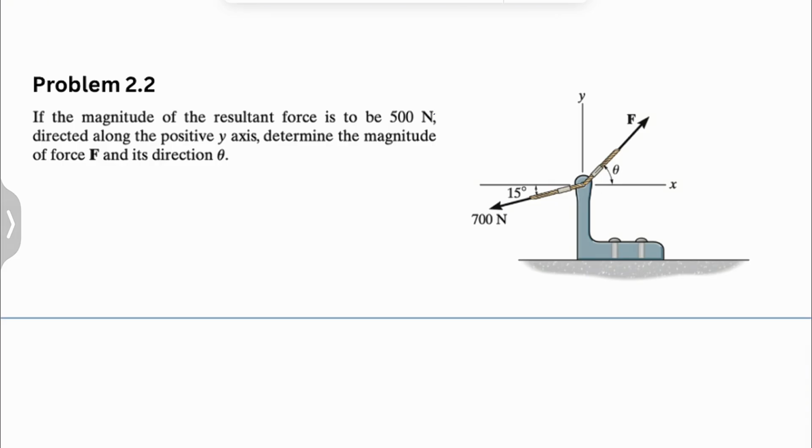All right, so let's see what the question says first. We have the magnitude of the resultant of these two forces, 500. As we talked about, the resultant would be something like this, and we know that the resultant is 500 newtons directed along the positive y-axis.